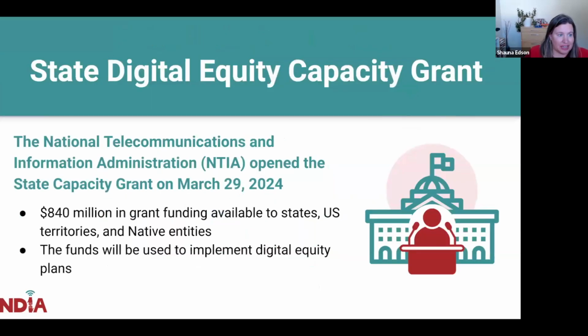Okay, so the State Digital Equity Capacity Grant Program includes $840 million available to states, territories, and Native entities. The states will use these funds to put their digital equity plans into action. So the plans that they created with the first bucket of funds, this group of funds is to actually do the things they said they would do in the plan. And this matters to the NDIA community and you folks, because states may award subgrants to organizations doing digital equity work in their state.